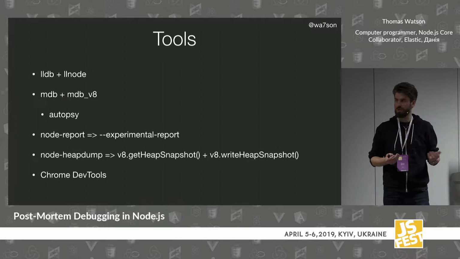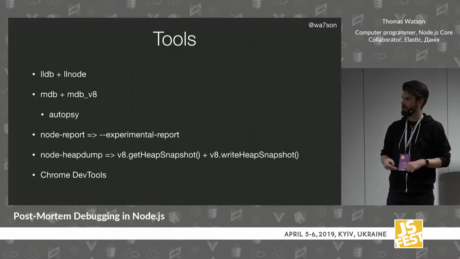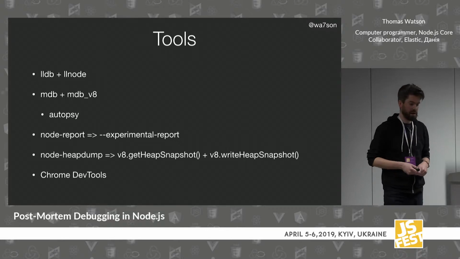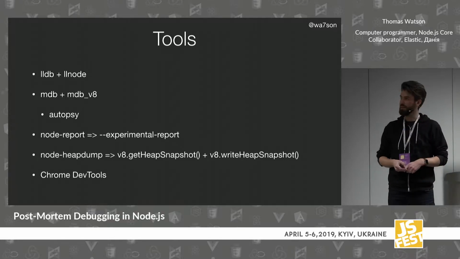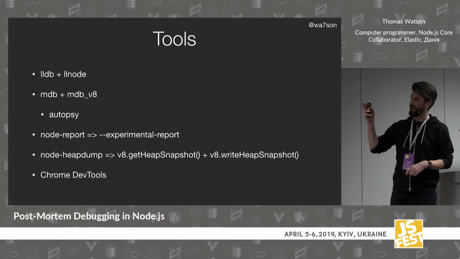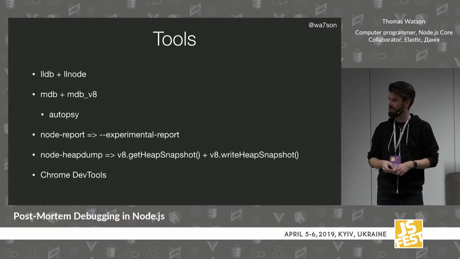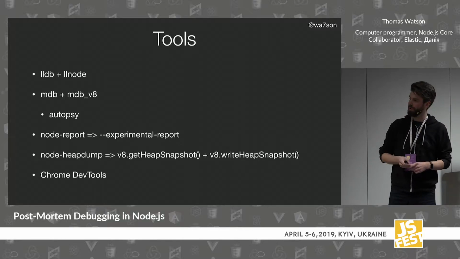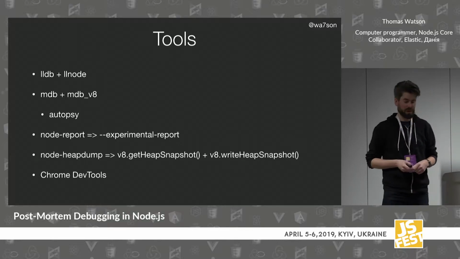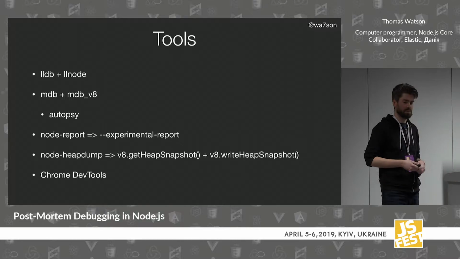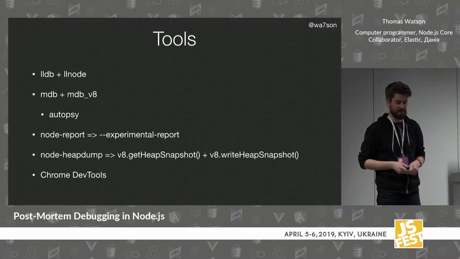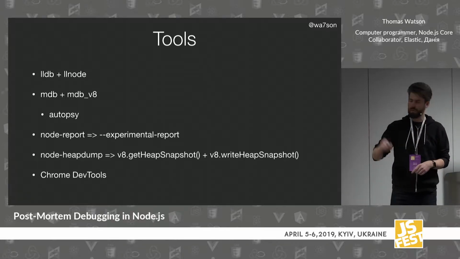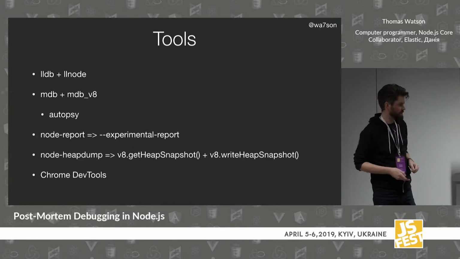I mentioned tools. There's a lot of different tools out there. We're going to cover some of these today: LLDB and llnode specifically, but there's also an alternative called MDB and MDB v8. I guess you all try to use Chrome DevTools from time to time. There's also some nice features in there that we could take advantage of. So we'll get to some of these tools in this talk.